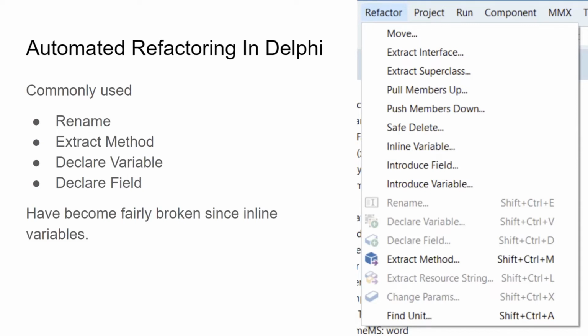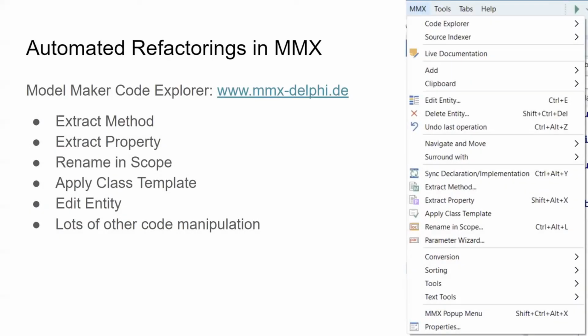We saw that briefly, declaring those 2 variables after converting them from inline variables. And declare field if you're wanting to add a field to a record or class. And yeah, the IDE refactorings are quite broken now with inline variables. And if you don't use them, it's not a problem. If you're using a version of Delphi prior, I think 10.4 introduced inline variables, or maybe it was 10.3. I can't remember. I probably should have looked it up.